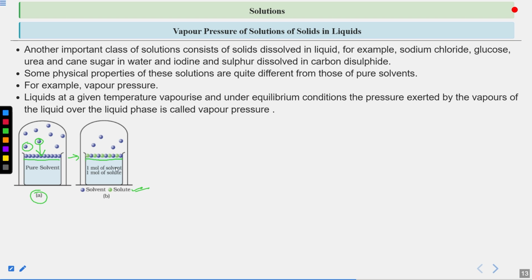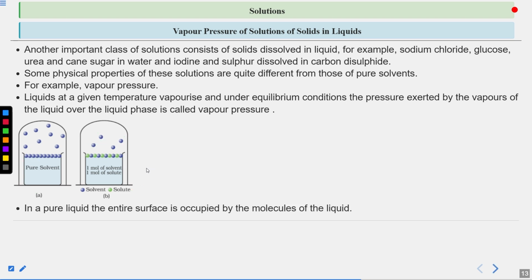and it decreases the exposure of solvent molecules to the atmosphere, and as a result, now fewer of these blue molecules are present in the gas phase, resulting in a lower vapor pressure. So it is very important to understand how these green particles, the solid particles, are decreasing the evaporation process of the blue particles by interrupting their exposure, with the occupation of the surface of the liquid by the solid particles.